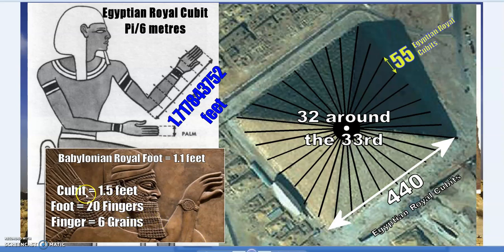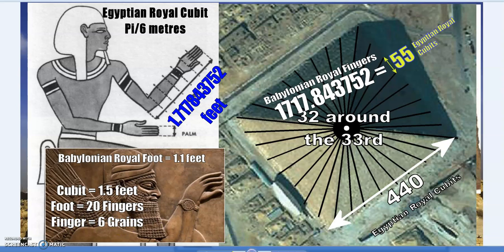But the way they divide, unlike the Egyptians, who did not have 1.5 feet equaling a cubit, the Babylonians did define a cubit as 1.5 feet. Each foot was made of 20 fingers, and each finger was made of 6 grains. So 55 Egyptian royal cubits equals 1,717.84375 Royal Babylonian fingers, and 1 Egyptian royal cubit equals 1.71784375 feet. Exactly the same number, just multiplied by 1,000.